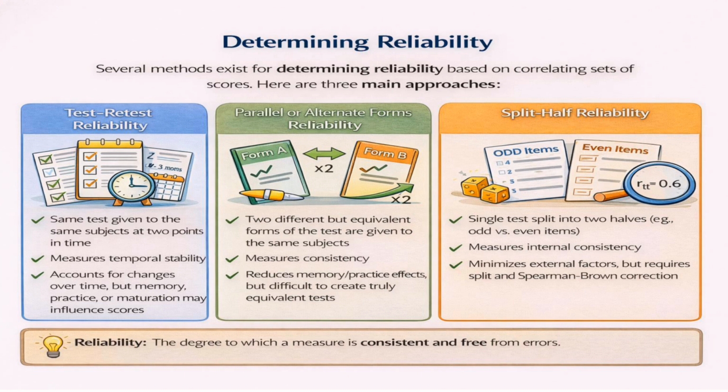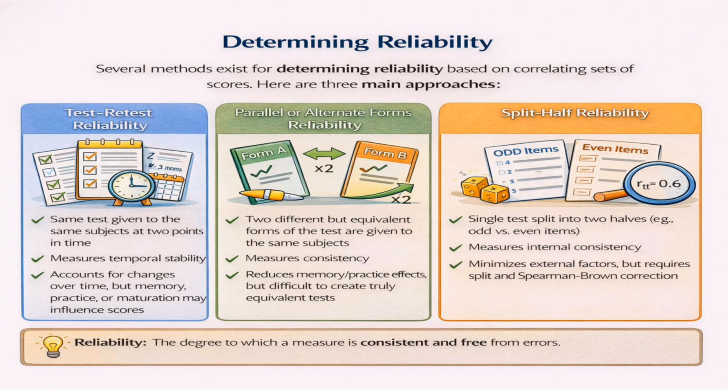Let's begin with the first method, test-retest reliability. This method answers one main question: is the measurement stable over time? How it works: the same test is given to the same group of people at 2 different points in time. Then we correlate the 2 sets of scores. A high correlation means the measurement is stable and reliable over time.